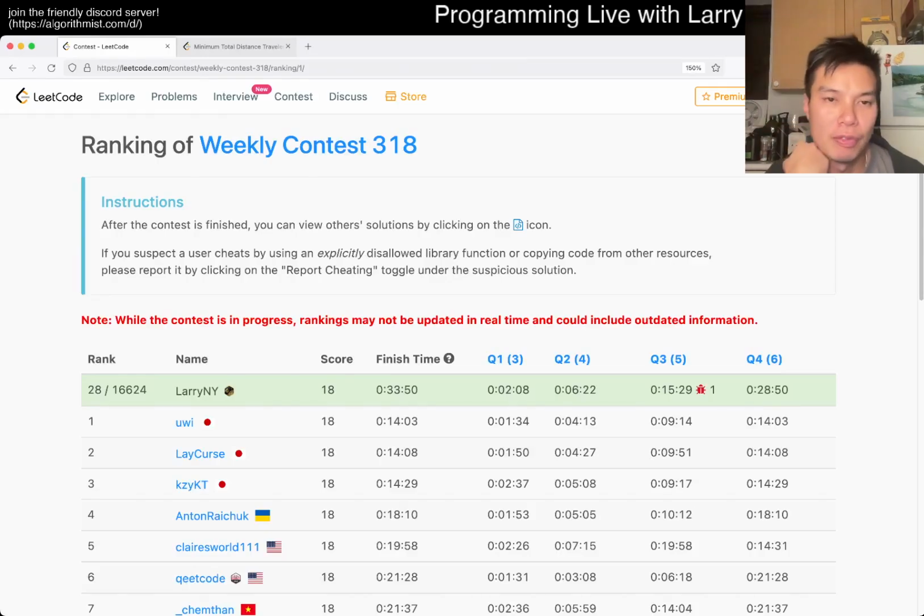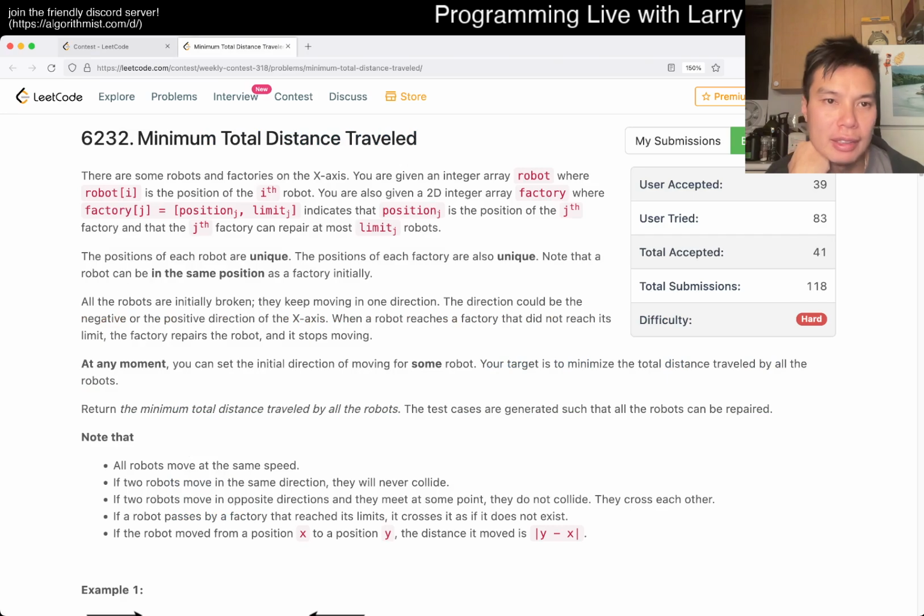This is me going with Q4 of the weekly contest 318, minimum total distance traveled.